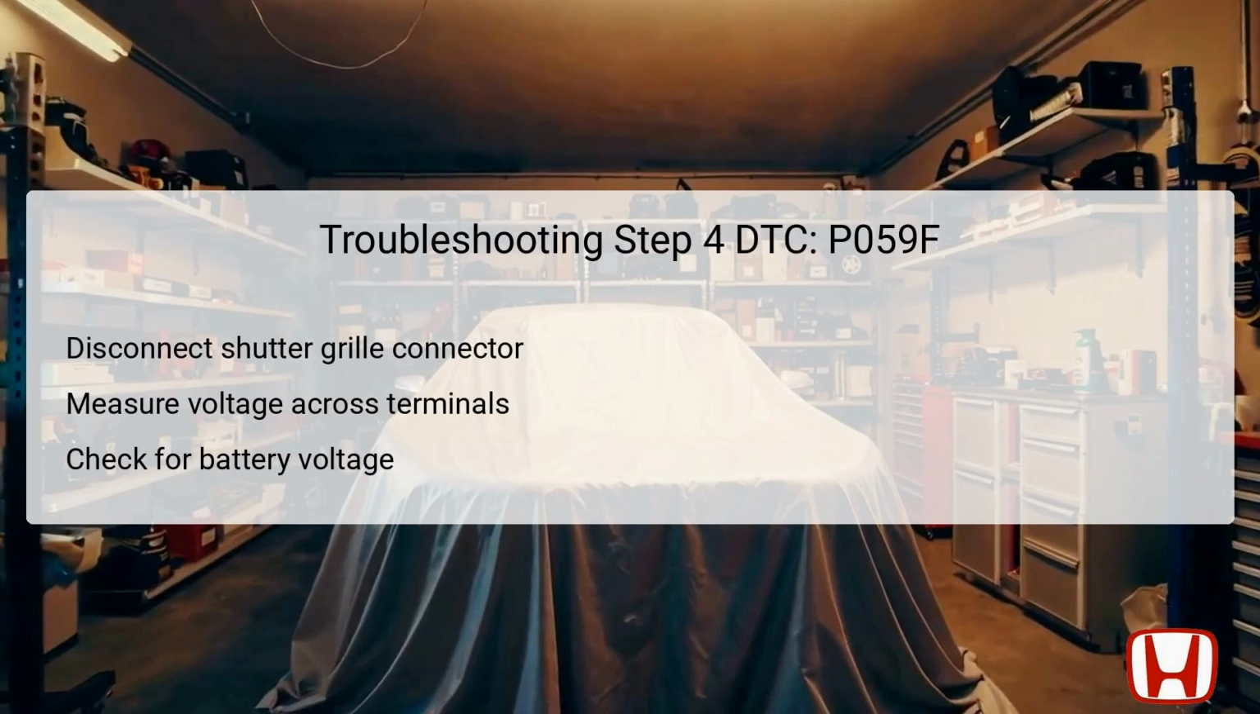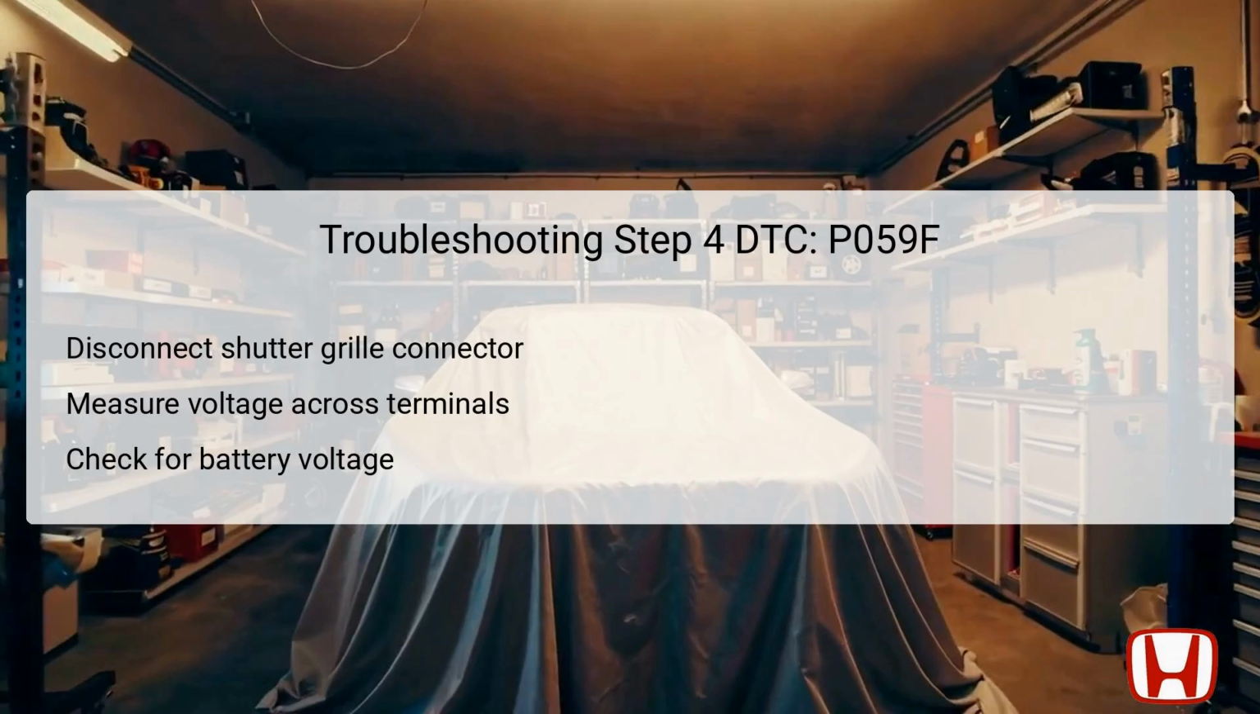In troubleshooting Step 4, disconnect the 4P connector associated with the shutter grille. With the vehicle in the off or lock mode, measure the voltage between test points 1 and 2, which corresponds to specific terminals on the disconnected connector and the body ground. This checks if the +B shutter grille upright wire is delivering battery voltage as it should.